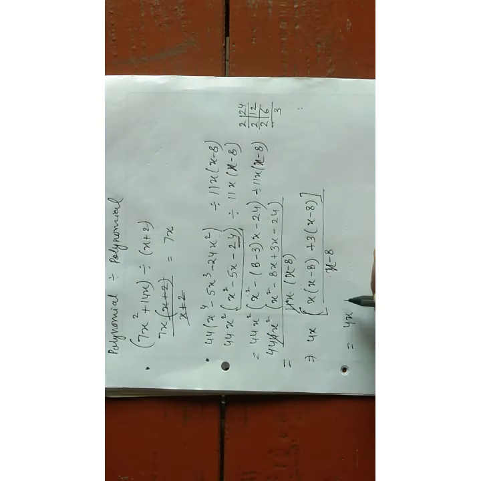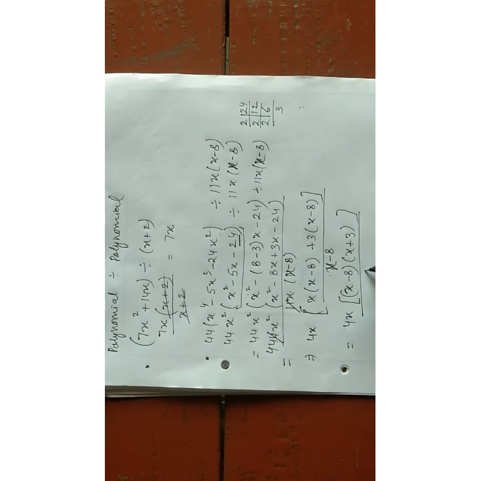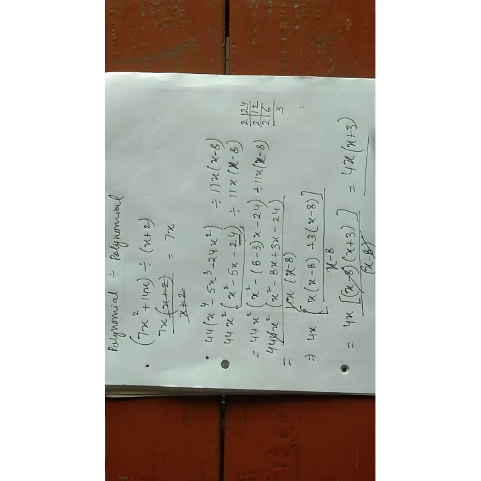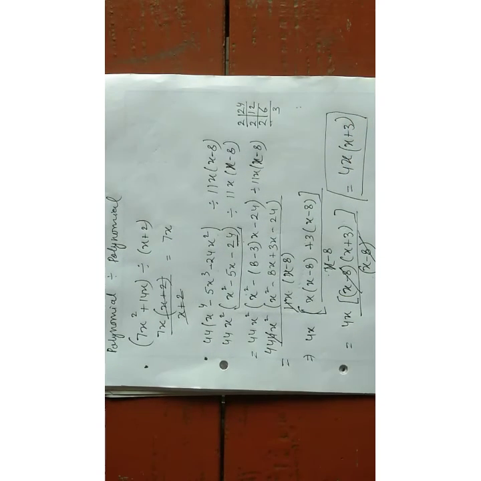Again 4x will be as it is. Here x minus 8 will be common and x plus 3 will be here. Now see, I am having x minus 8 as common in both, so it will be cancelled out and the result is 4x, x plus 3. So this is the way to divide polynomial by polynomial.